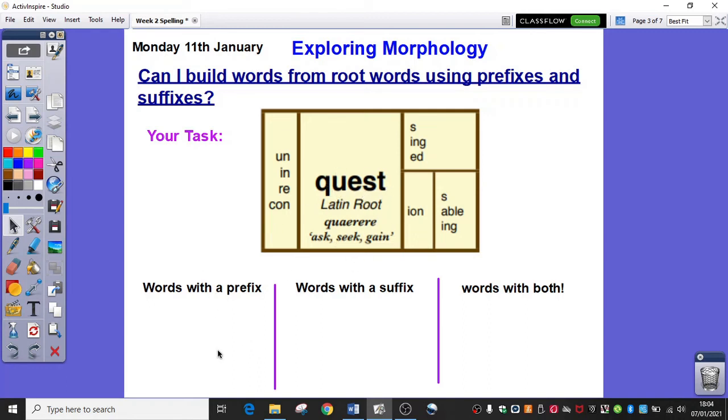So that's the first task, and fill up these columns with as many as you can, making sure they are of course a real word. Try not to come up with made up words, so you might need to double check in a dictionary, but that's okay. And then so yes, see how many you can find.